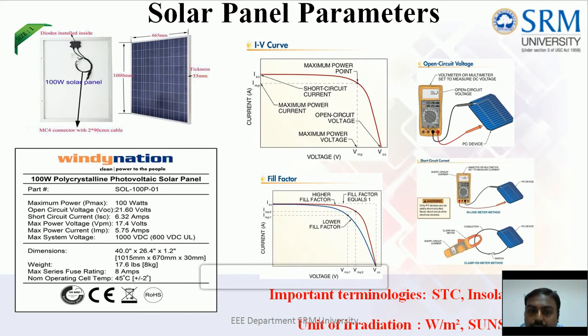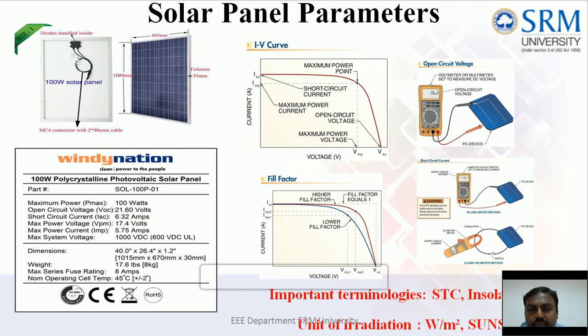What do VMP and IMP refer to? VMP and IMP refer to the point at which maximum power is extracted from a PV panel. This is what is called IMP and VMP. Generally the product of VMP and IMP is called Pmax. So when you see the specifications of the PV panel, you can see maximum power 100 watts. That means the product of VMP and IMP. The product of VOC and ISC definitely will be greater than that of VMP and IMP.